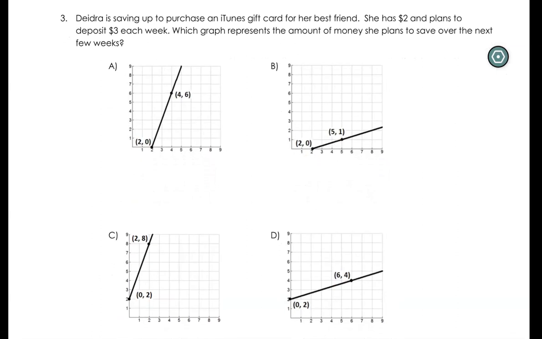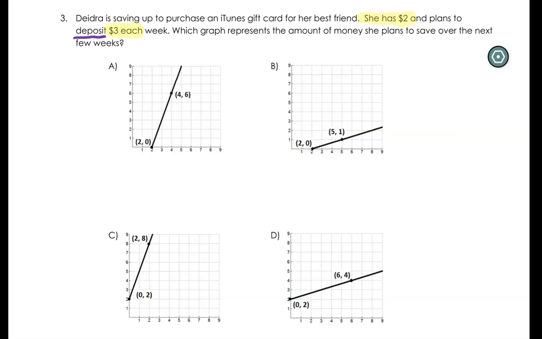Okay, Deidre is saving up to purchase an iTunes gift card for her best friend. She has $2 and plans to deposit $3 each week. Alright, so she already has $2 and deposits $3 each week. And when we say deposit, that means how much money she saves increases. Okay, so we know, look at all 4 of these graphs, they are increasing from left to right.